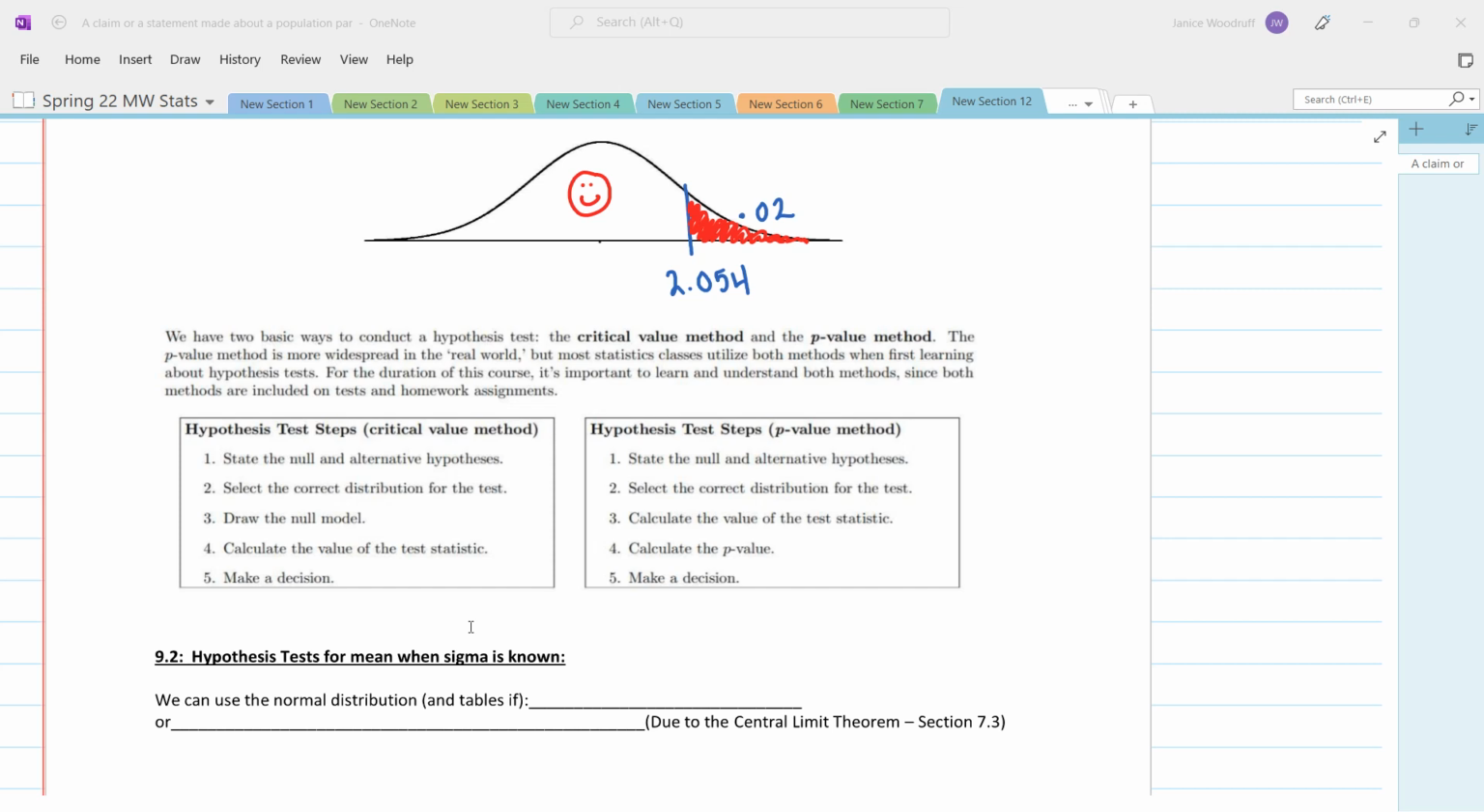These are the steps. We're going to go through the steps. So we're going to do 9.2 with the steps for this critical value here. So let me just show you these, and then I'm going to do a new video for 9.2.